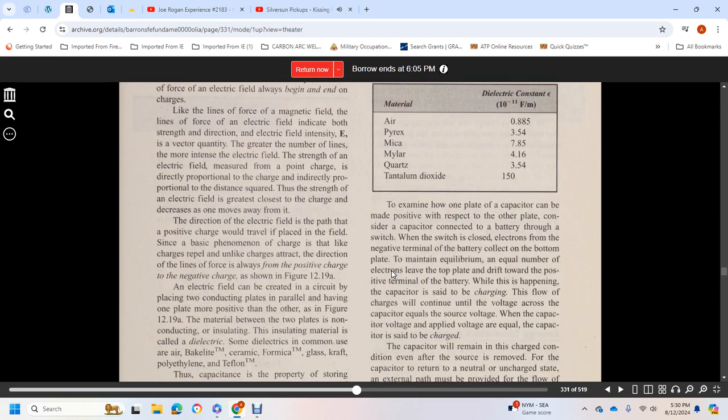To see how one plate of the capacitor is charged with respect to the other plate, consider the capacitor connected to a battery through a switch. When the switch is closed, electrons from the negative terminal of the battery collect on the bottom plate to maintain equilibrium.